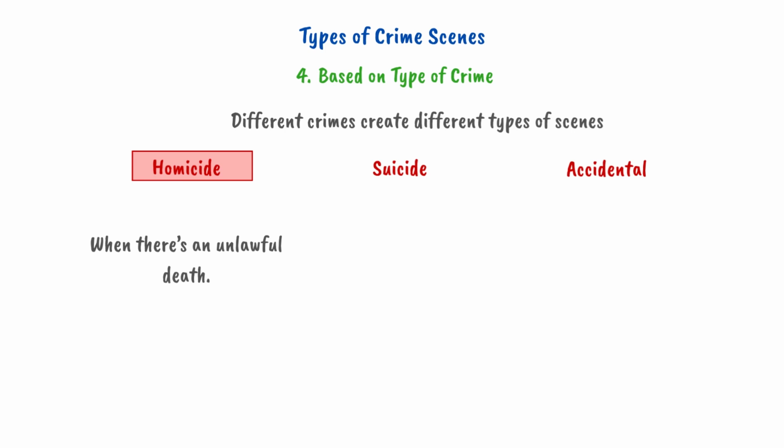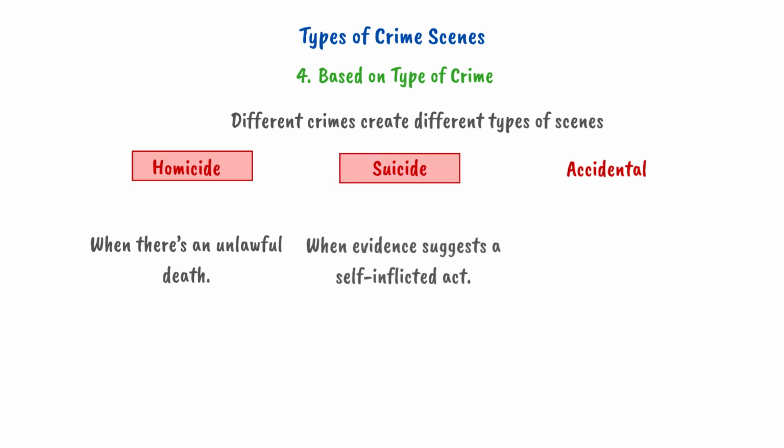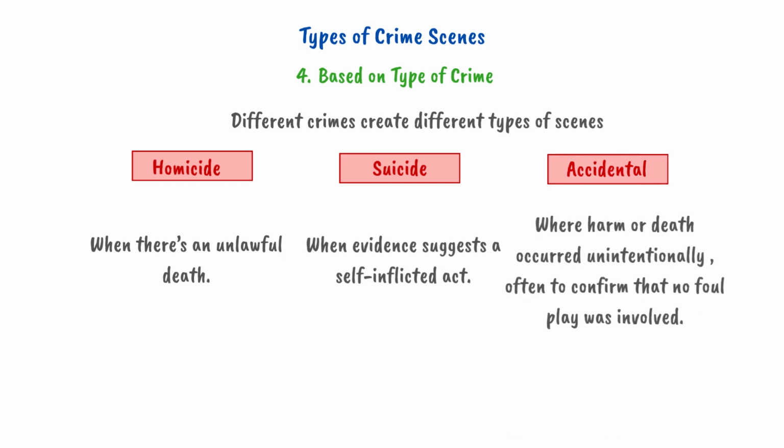Based on type of crime, different crimes create different types of scenes. Homicide when there is an unlawful death. Suicide when evidence suggests a self-inflicted act. Accidental where harm or death occurred unintentionally, often to confirm that no foul play was involved.